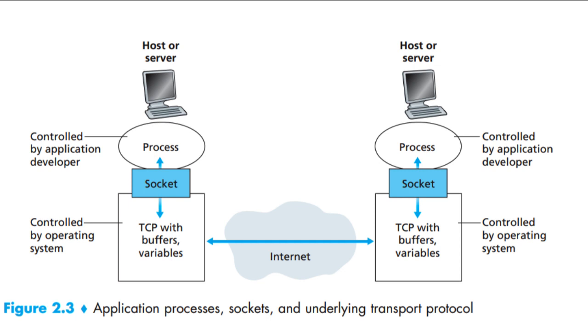The application developer has control of everything on the application layer side of the socket, but has little control of the transport layer side of the socket. The only control that the application developer has on the transport layer side is 1. Choice of the transport protocol, and 2. Perhaps the ability to fix a few transport layer parameters such as maximum buffer and maximum segment sizes. Once the application developer chooses a transport protocol, if the choice is available, the application is built using the transport layer services provided by that protocol.